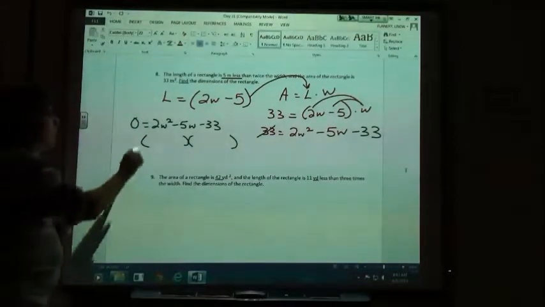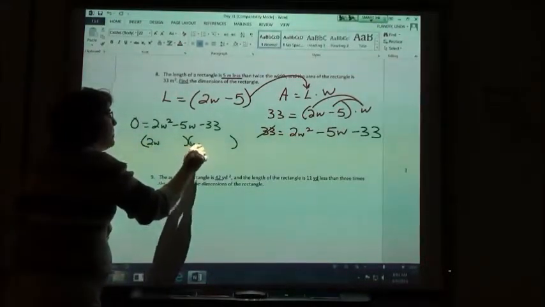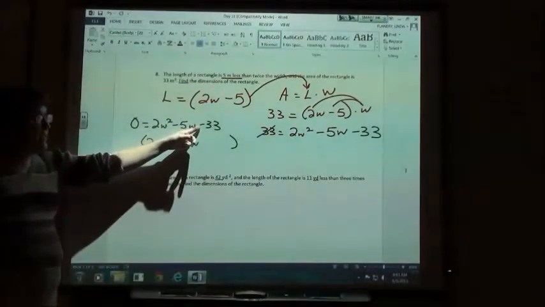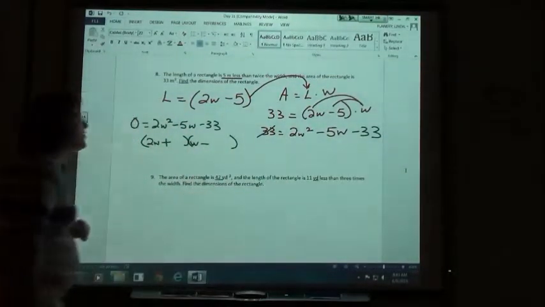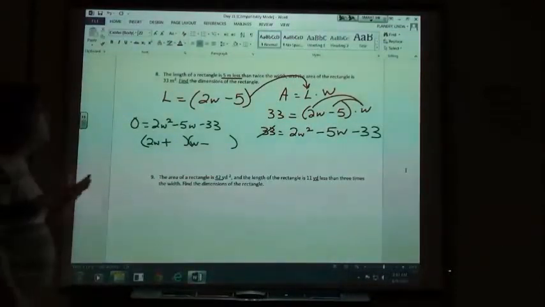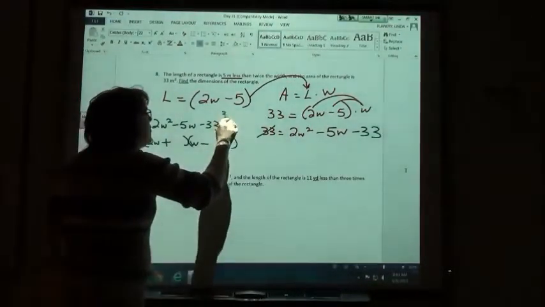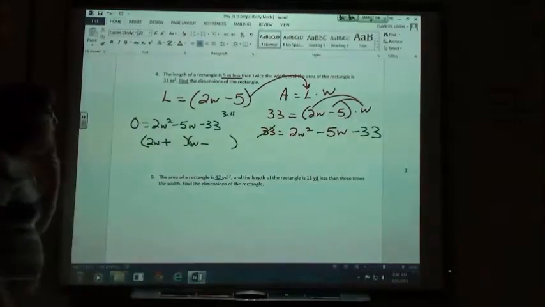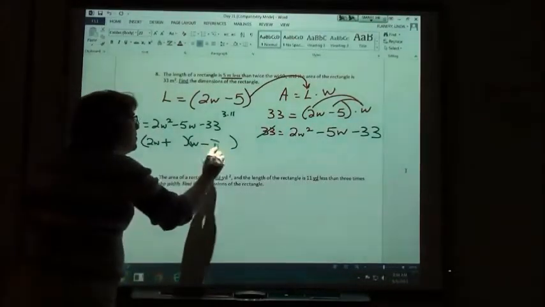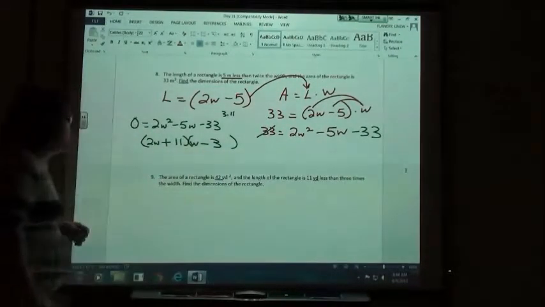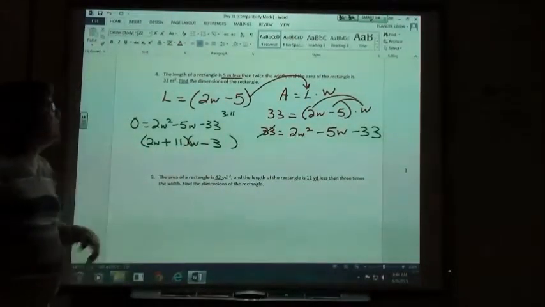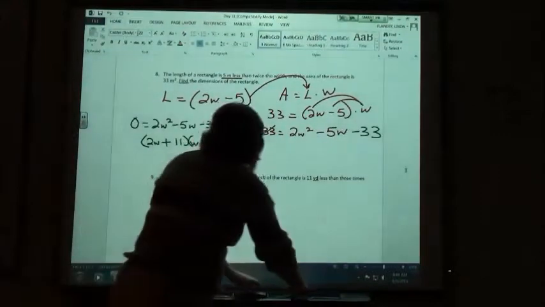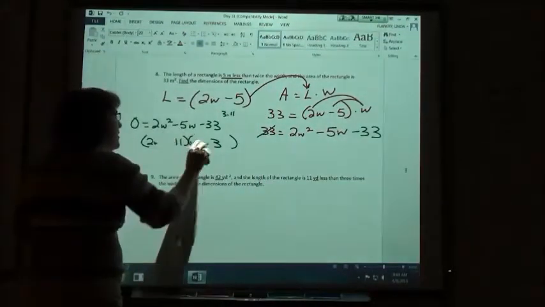Factors of 2w squared, 2w and w. The end is negative, so I know I'm going to have one plus and one minus. I don't know which order, so I'm just going to guess and check. Factors of 33, probably 3 and 11. If I put my 3 there and my 11 there, I've got my signs backwards. I'm going to have negative 6 plus 11, which is a positive 5. So I've got to switch my signs around.